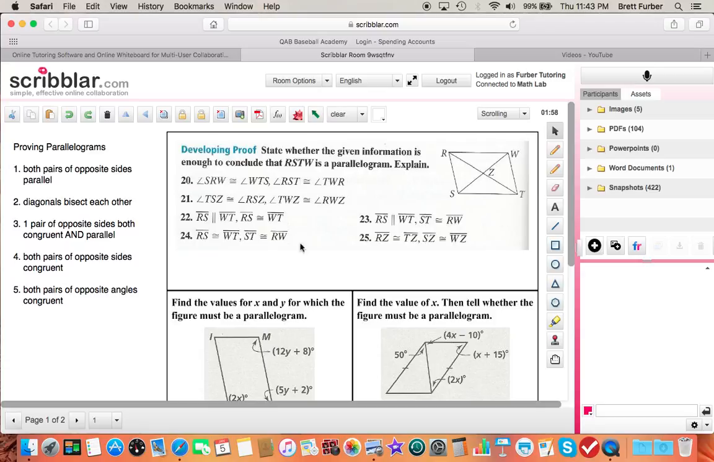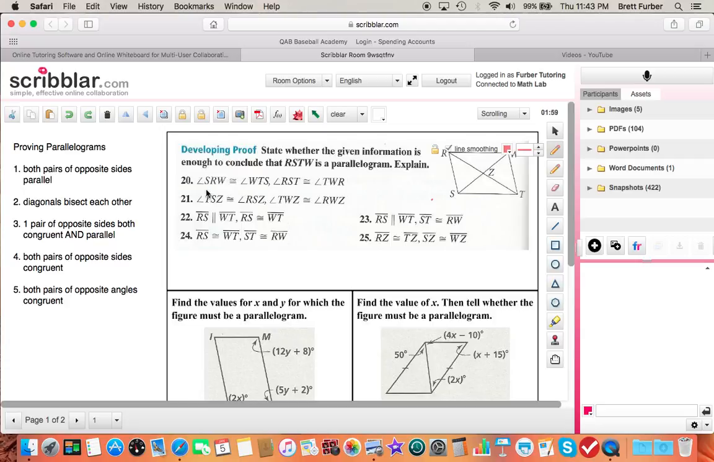Okay. So this one, numbers 20 through 25, are going to be similar to a part of your homework as well. You're going to have a quadrilateral in here, and it's going to ask you to state whether the given information is enough to conclude that that shape is a parallelogram. So you're going to put the markings on the diagram, and then you're going to compare to these. Okay? So, there we go.